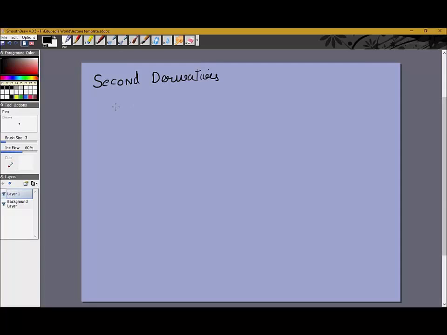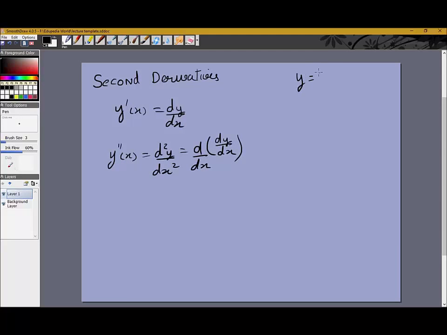We know what the second derivative is. Y dash of x, dy by dx, is the first derivative. Y double dash of x, written as d2y by dx squared, is d by dx of dy by dx, the double derivative. And let's look at our function which we were looking at. Y is equal to x cube minus 3x, dy by dx will be 3x squared minus 3, d2y by dx squared, or the double derivative, will be the derivative of dy by dx, that will be 6x.